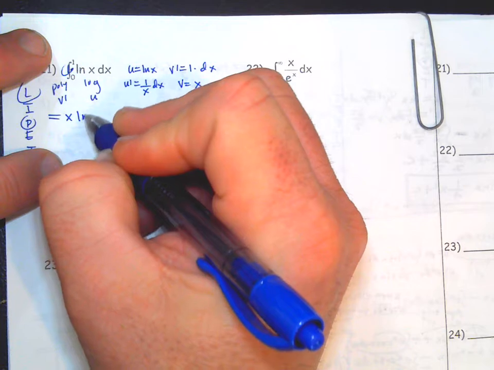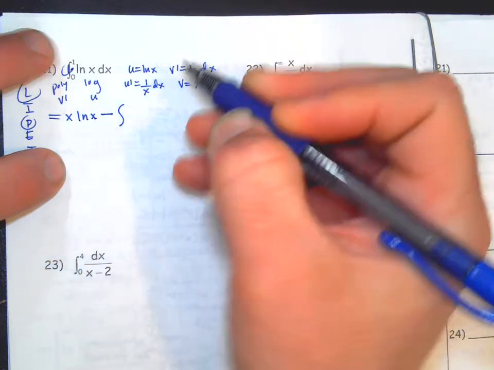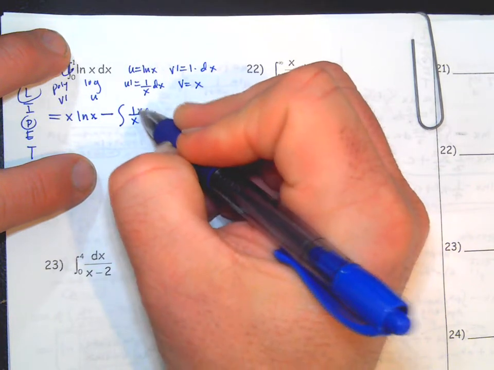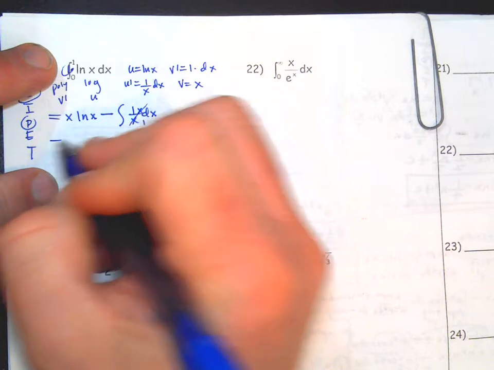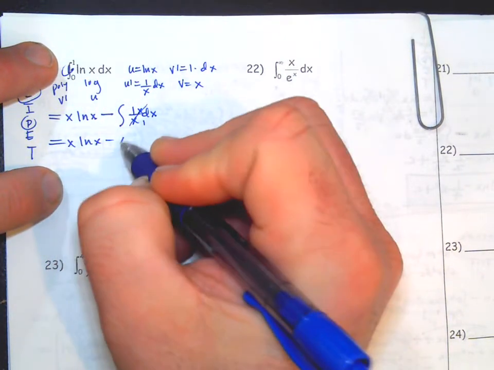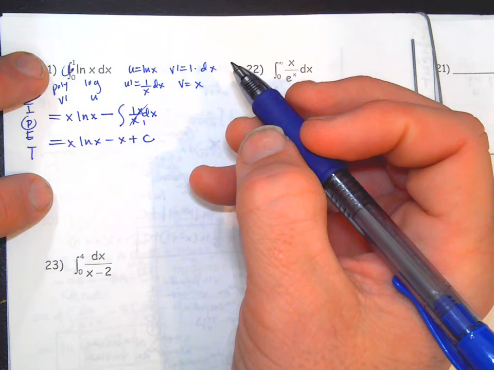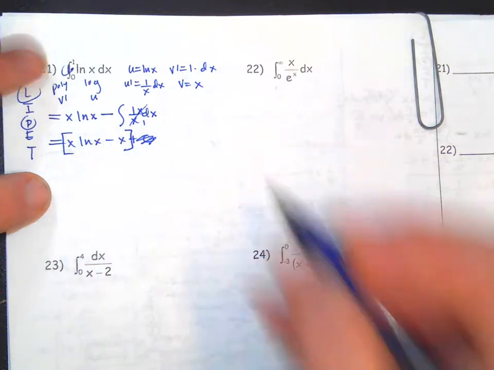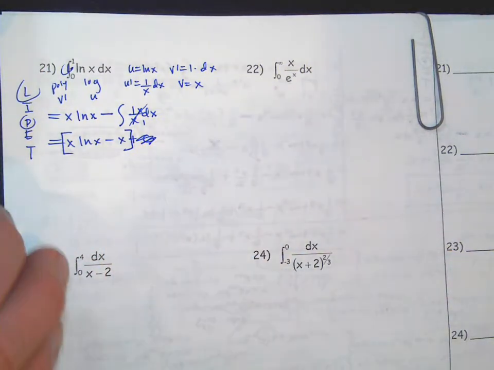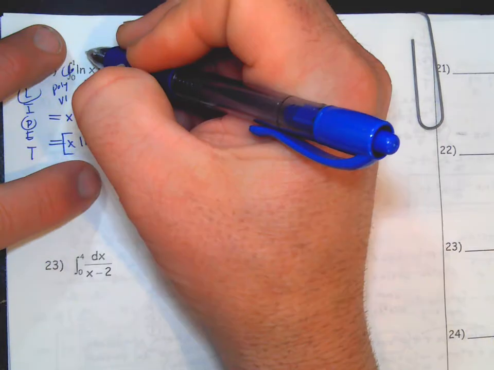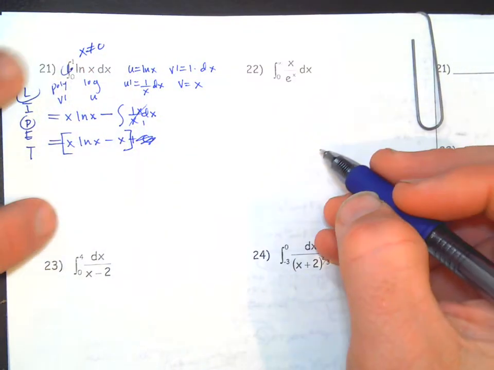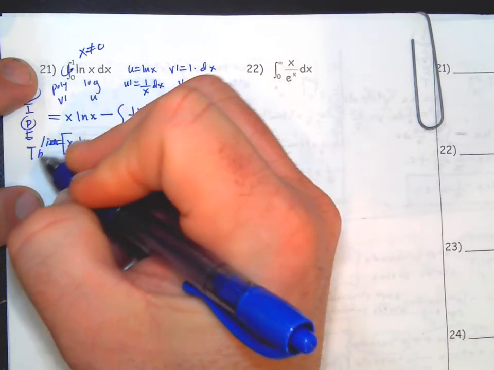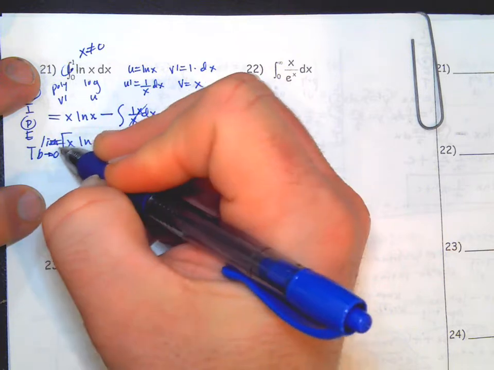So uv, x natural log of x, minus the integral of 1 over x times x dx. That's going to be 1. It's going to be x natural log of x minus x plus C. Now, we're not done. This is a definite integral. So we're going to plug limits in. Now, technically, x cannot be 0. So this is an improper integral. So we really should say the limit as b approaches 0 from the right side.